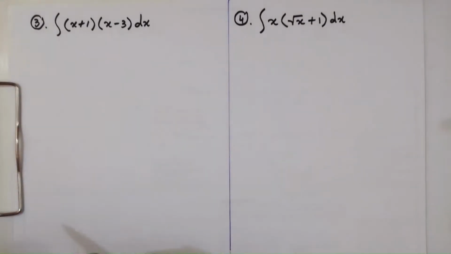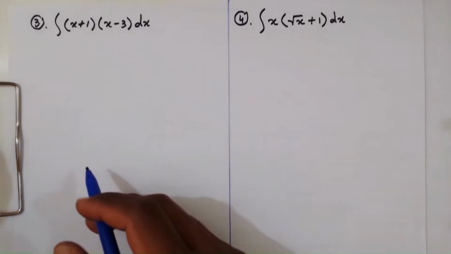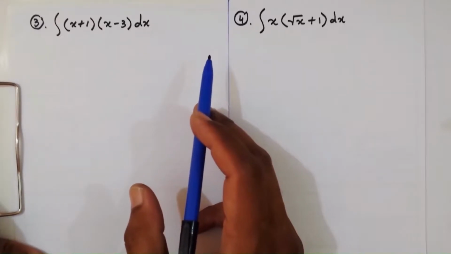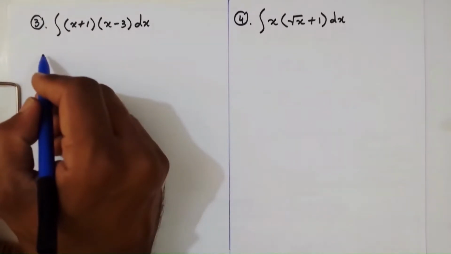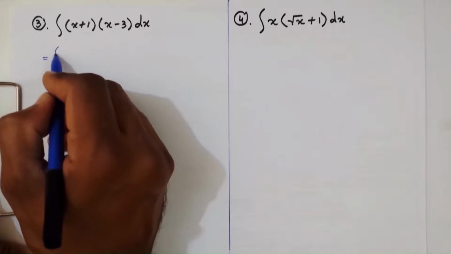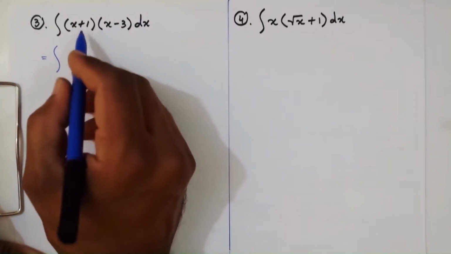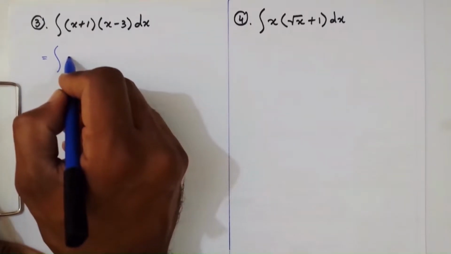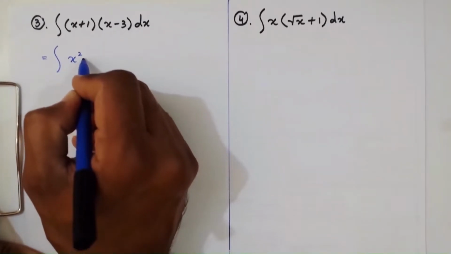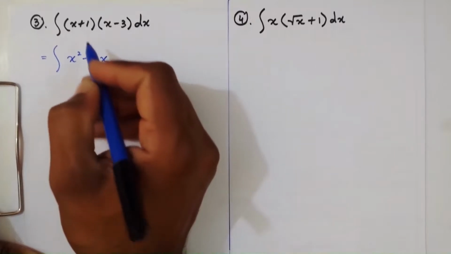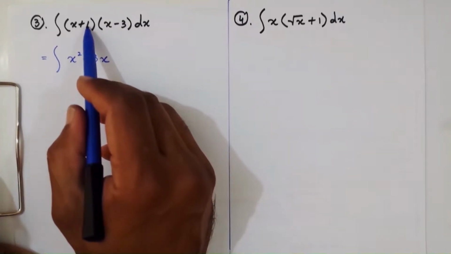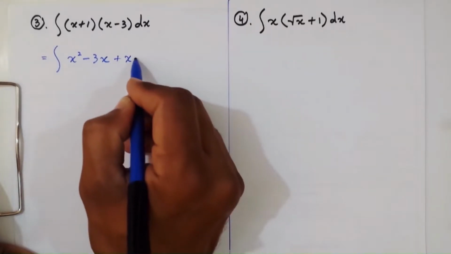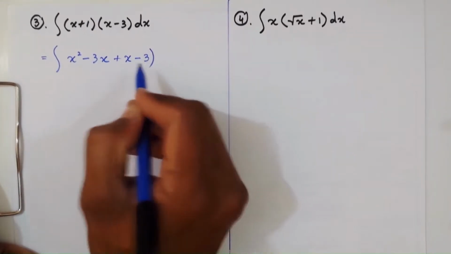Here, question number 3 and 4, as you are looking at, both questions are in product form. So first we will simplify these expressions. We will multiply both brackets. When you multiply x with x minus 3, we get x square minus 3x.